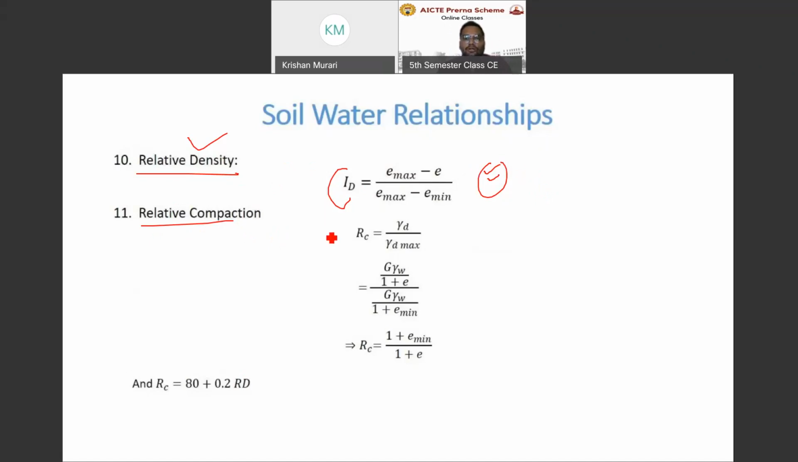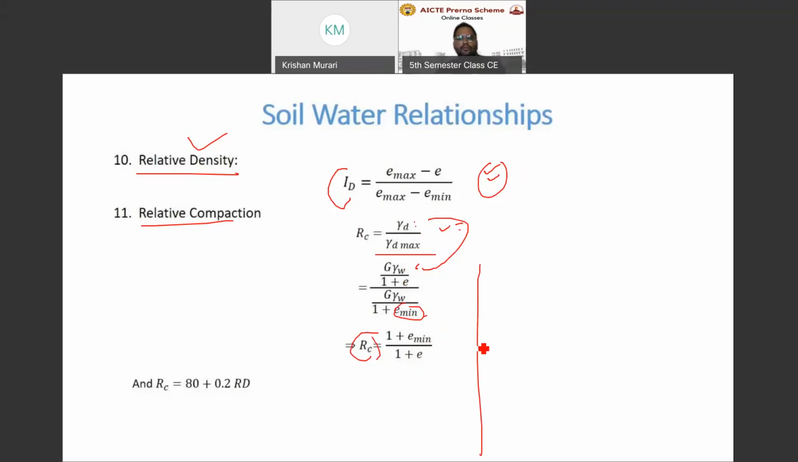In a particular case, relative compaction is the ratio of gamma d to gamma d max. Take a soil in a dry condition but in a loose state, and a second case where the soil is also in a dry condition but in a dense state. That means gamma d is maximum, whenever all the air voids have been compacted. Then you can derive that formula also. We know gamma d equals G gamma w upon 1 plus e. In the maximum condition, e is minimum, so the relative compaction value should be 1 plus e minimum upon 1 plus e.